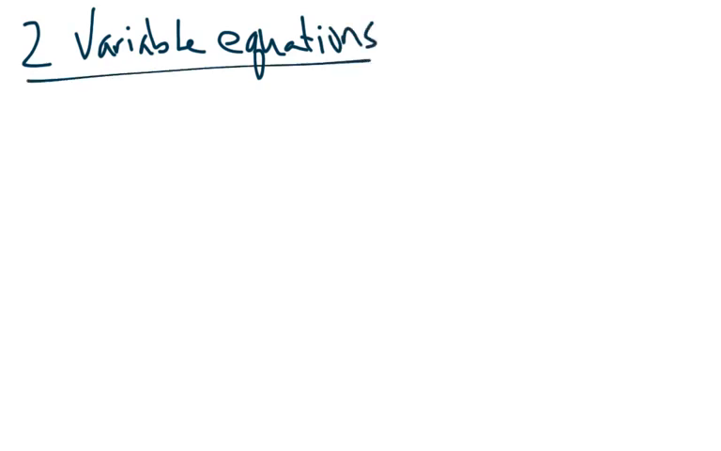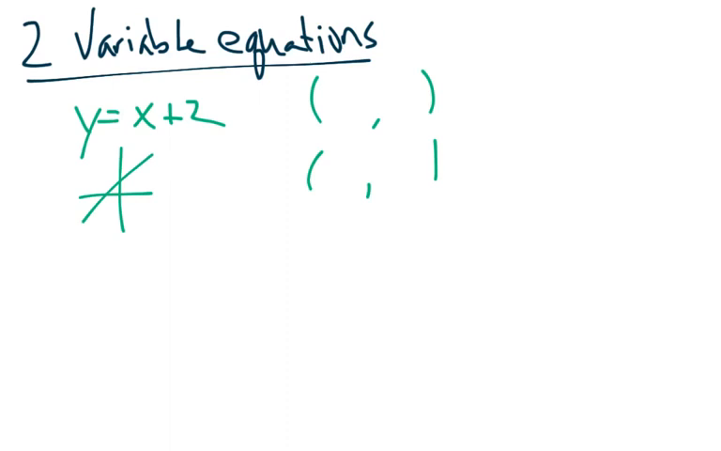When we're looking at two variable equations, we might have something that looks like y equals x plus 2. And what we want is a bunch of xy points that make this equation true. Ultimately, we want to make a line on a graph that really captures what y equals x plus 2 looks like.